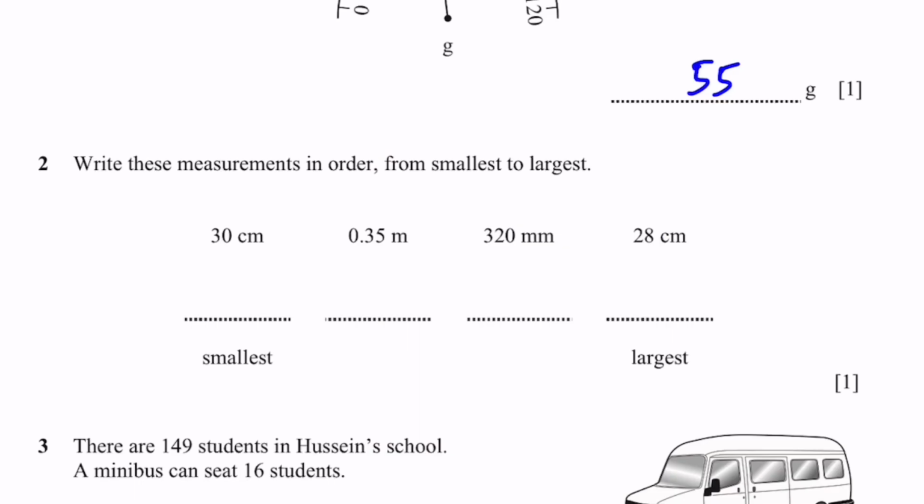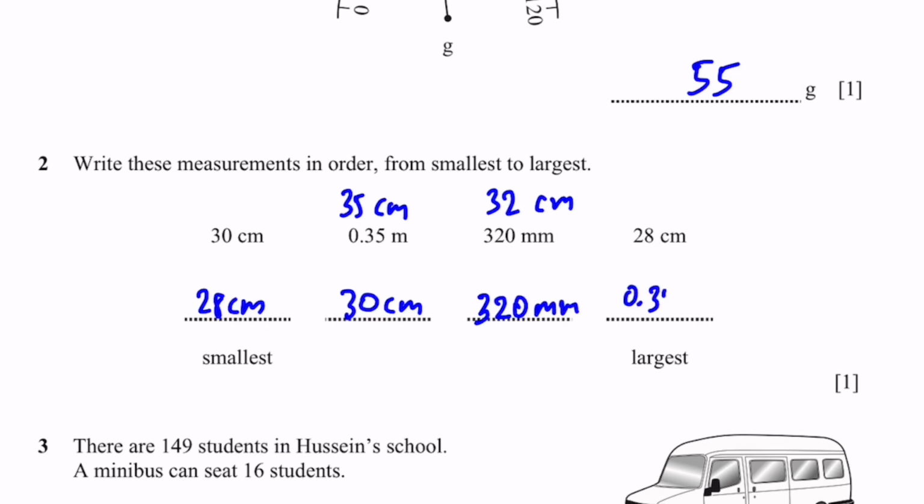Write these measurements in order from smallest to largest. Let's convert all of these to centimeters first. Here we have 30 centimeters. Now 0.35 meters, 35 centimeters. 320 millimeters, 32 centimeters. And 28 centimeters is already in centimeters. So now the smallest is 28 centimeters. Then we have 30 centimeters. Then we have 320 millimeters. And then we have 0.35 meters.